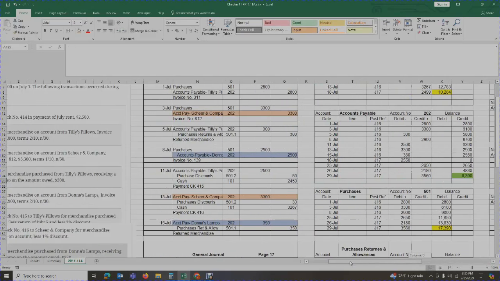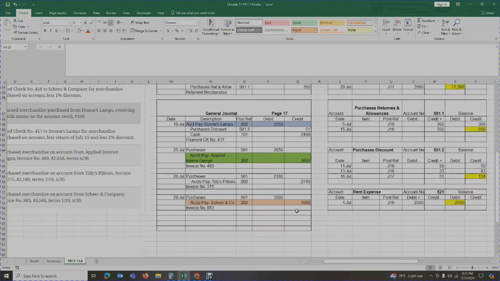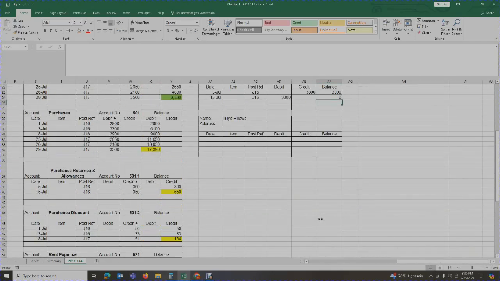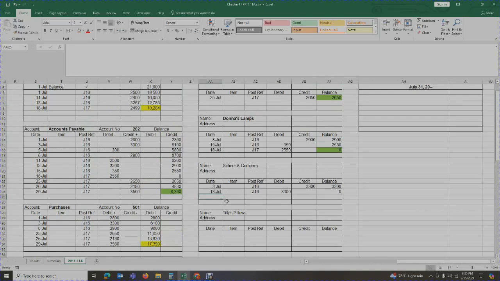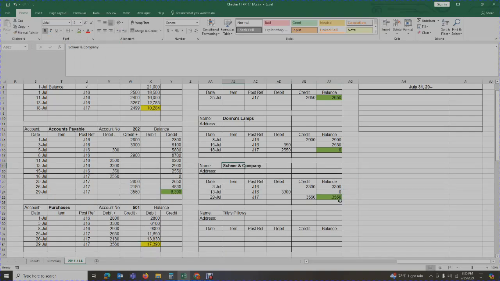Okay. And then we go back and we have one more transaction on July 29th, a credit of $3,560. Journal 17, and we've got a credit of $3,560, which is my ending balance. So that tells me that I owe Shear and Company, as of the end of July, $3,560.